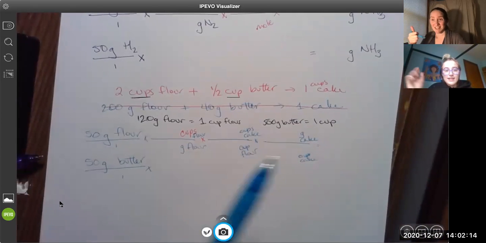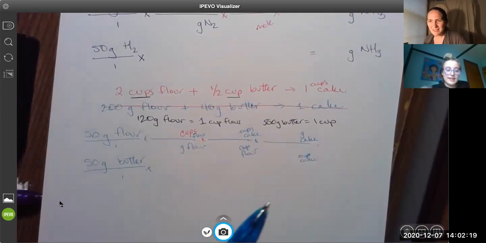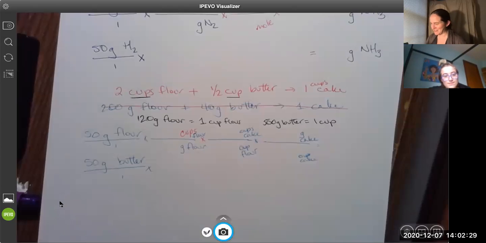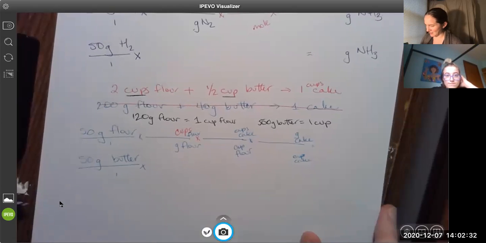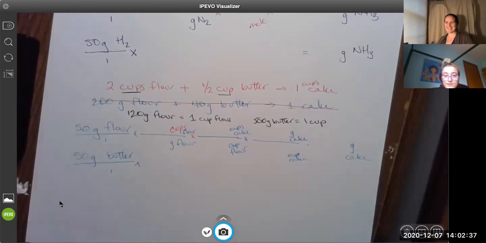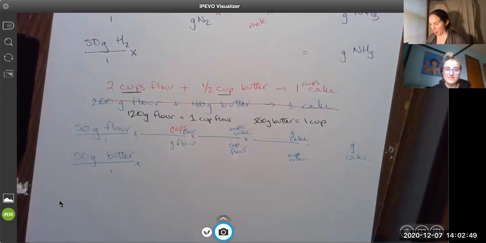Great. This is helpful, by the way. Yeah, I'm going to take a quick screenshot of this. Awesome. Okay. Cool. Cool. And that'll solve for grams of cake. I'm bummed that I didn't set this up to equal cupcakes. The next slide. Okay.